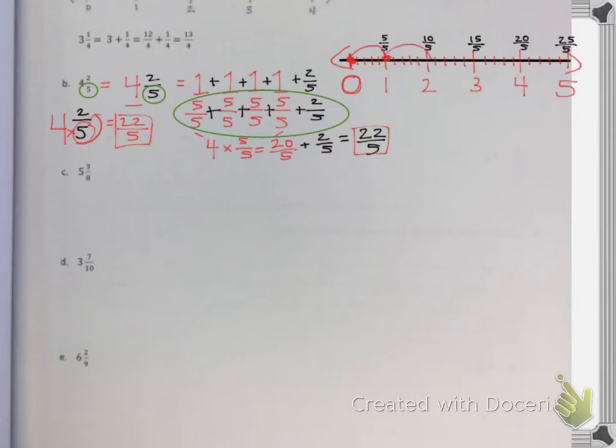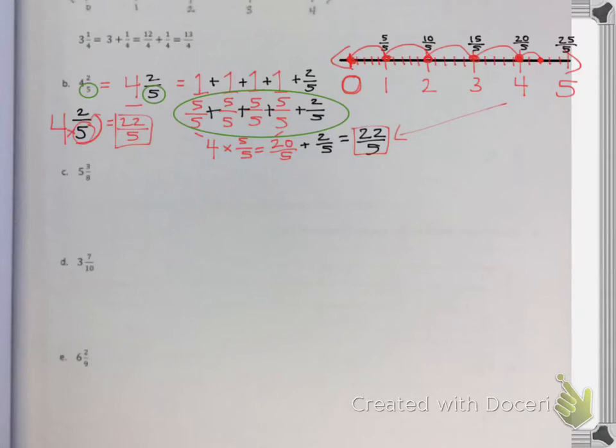I went another 5/5, boom, to 15/5. One more 5/5, and then we're at 20/5, and our answer is 22/5. So we're just going to go boop, 2 more, and then we are done.